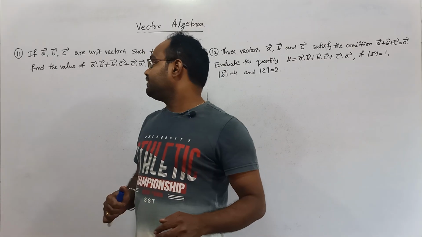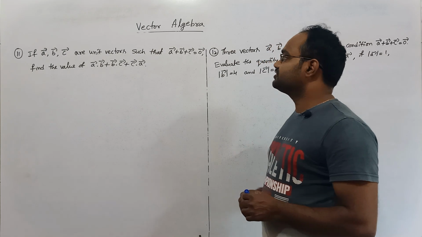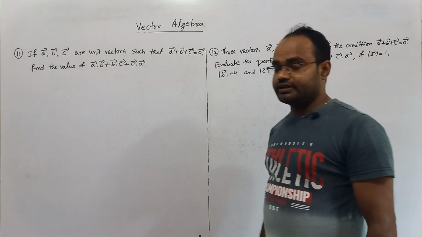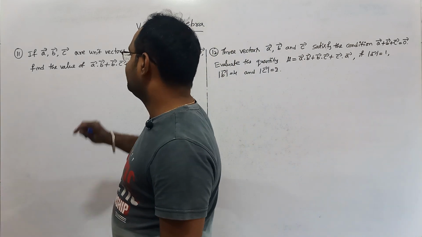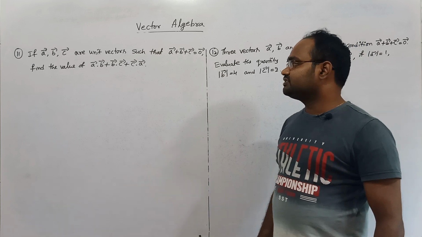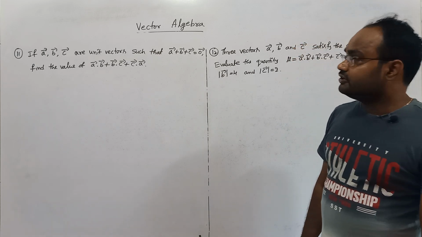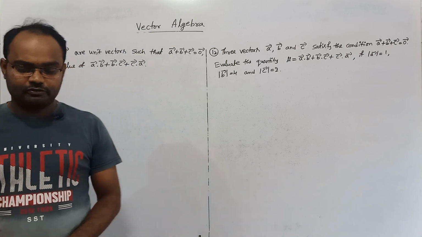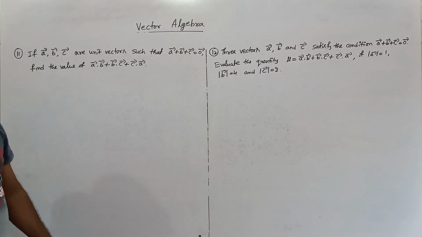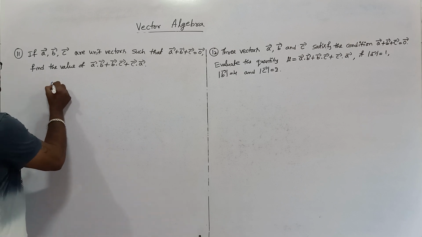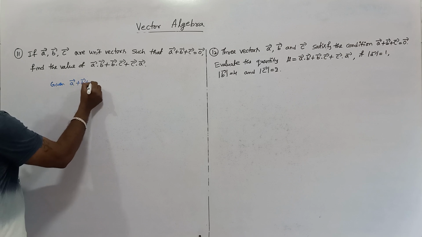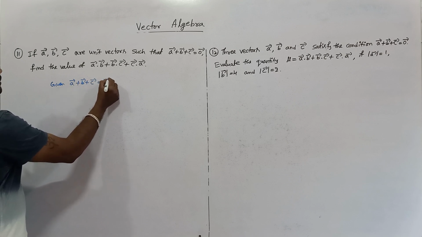Next, if vector A, vector B, vector C are unit vectors such that vector A plus vector B plus vector C is equal to 0 vector, find the value of A dot B plus B dot C plus C dot A. So ಇದನ್ನ ಯಾವ ರೀತಿ ಫೈಂಡ್ ಔಟ್ ಮಾಡೋದು, ನಮಗೆ ಏನು ಕೊಟ್ಟಿದ್ದಾರೆ, A plus B plus C is a 0 vector ಅಂತ ಕೊಟ್ಟಿದ್ದಾರೆ. Let us consider it is given A plus B plus C is equal to 0 vector.